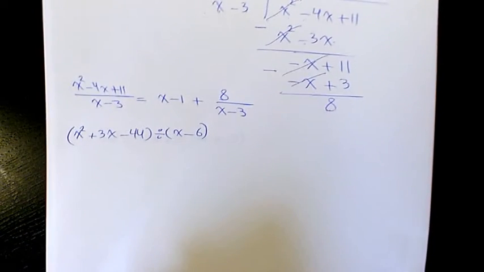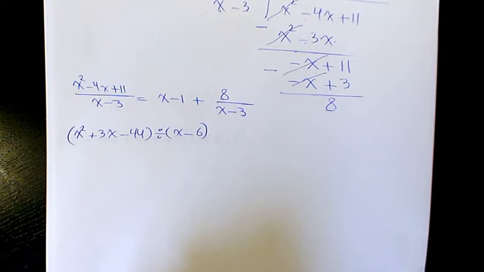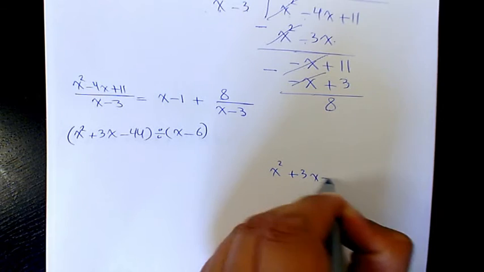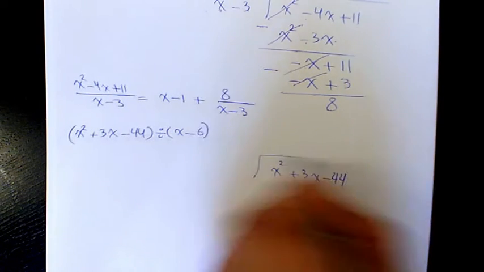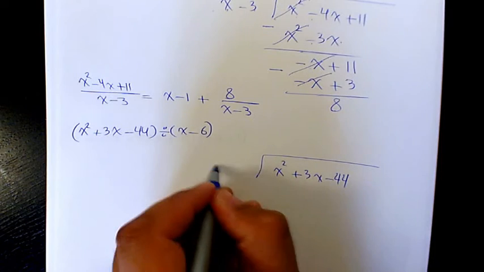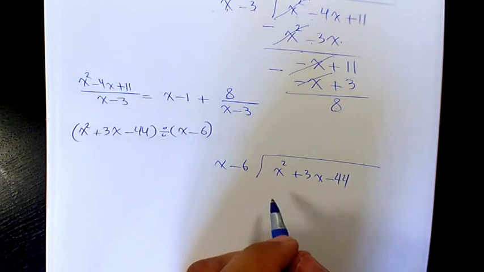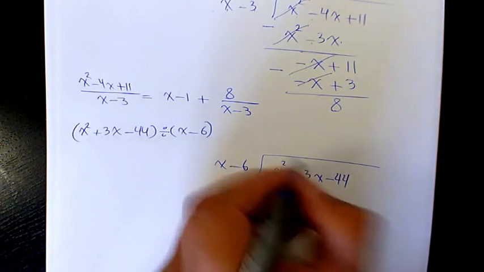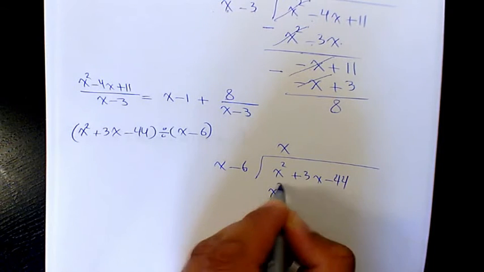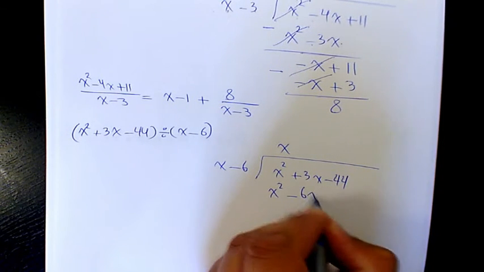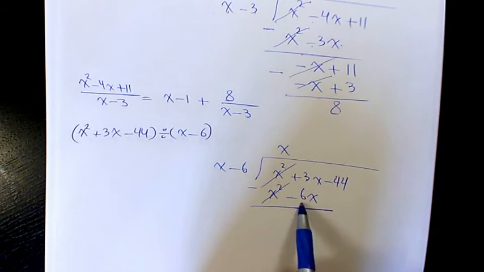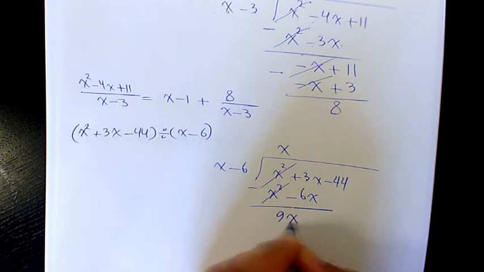Next example. x squared plus 3x minus 44 divided by x minus 6. So x squared plus 3x minus 44 divided by x minus 6. So x squared divided by x is going to be x. x times x, x squared. x times negative 6 is going to be negative 6x. When you subtract it, these two cancel out. 3x minus negative 6x is going to be 9x.